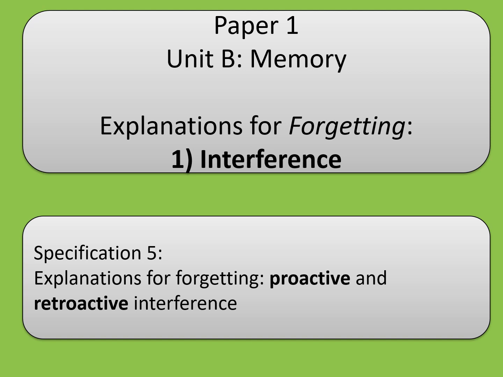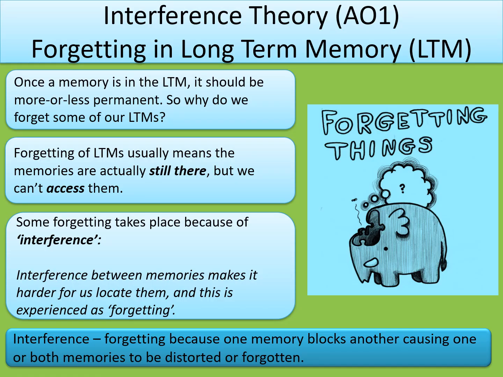On the specification for memory, there's a section on forgetting, and there are two explanations for forgetting. The first is interference theory, which is what we're going to look at now, and the second is called retrieval failure, and there's another video on that one. When we talk about forgetting, we're talking about forgetting in long-term memory only.